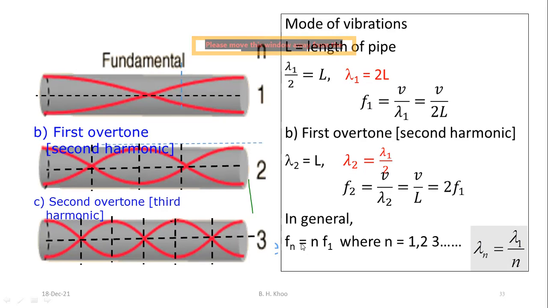So we can see that for fn, it is n times f1. f2 is 2 times f1, where n is 1, 2, 3. Lambda 2 is lambda 1 divided by 2. So lambda n is lambda 1 divided by n. You can remember that formula if you want to. If not, you can derive it. Okay, any comment? Anything not clear so far? Okay, teacher.